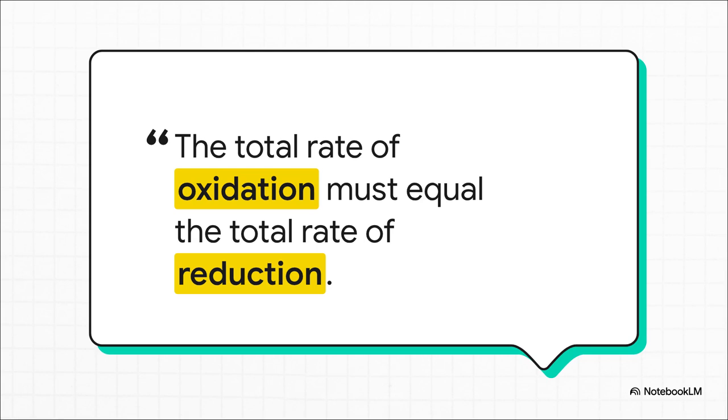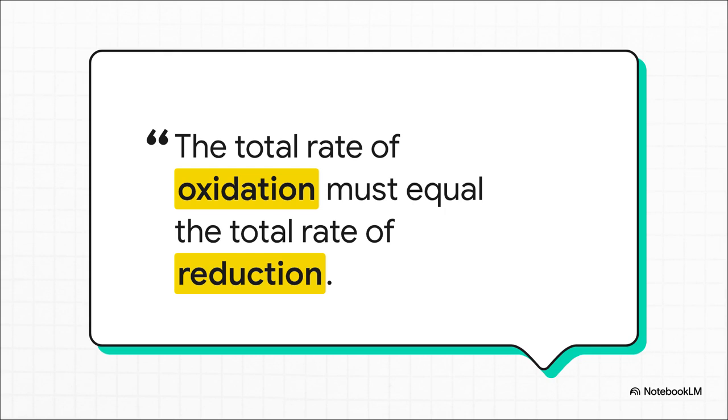Okay, so we've got electrons flowing, but there is a strict physical law acting almost like a traffic cop that governs the entire speed of this microscopic system. This brings us to the rule of electroneutrality. As our sources clearly state, the total rate of oxidation must equal the total rate of reduction. Think about it. A corroding piece of metal simply cannot accumulate a net electrical charge. You can't just have this massive pileup of electrons waiting around.